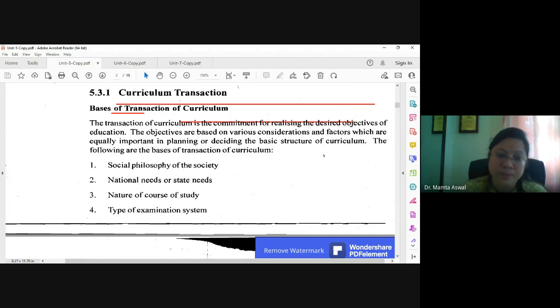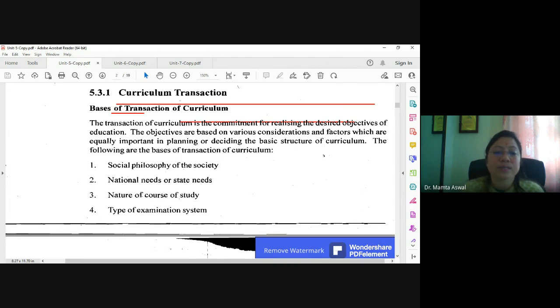For example, teenage pregnancy is an issue which keeps emerging in various countries. How to tackle that? That's again an issue which needs to be taken care of. These are the things which must be taken care of while we are transacting the curriculum, and these are the bases. On the basis of these, the curriculum is developed and transacted.